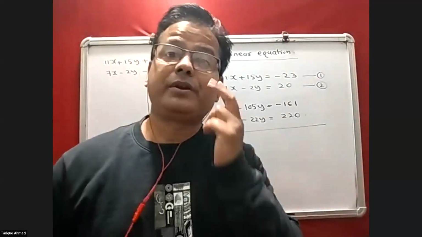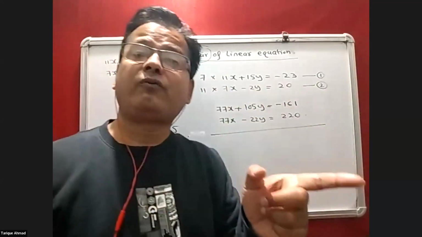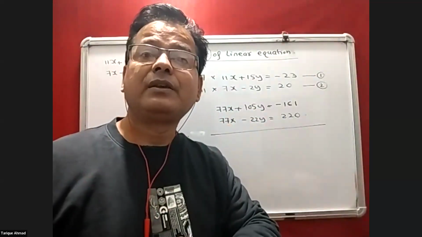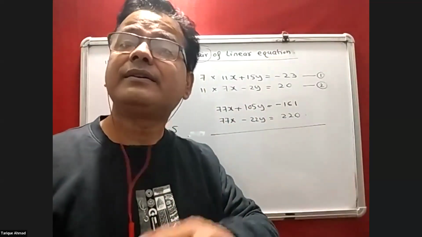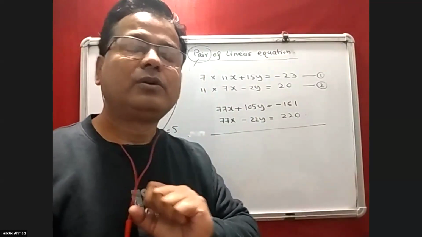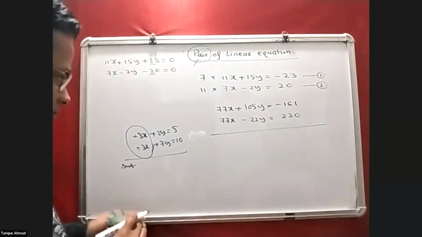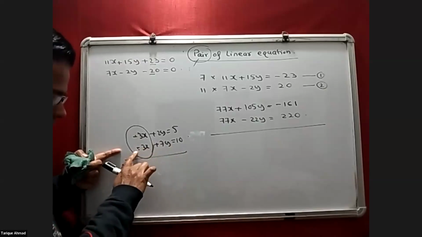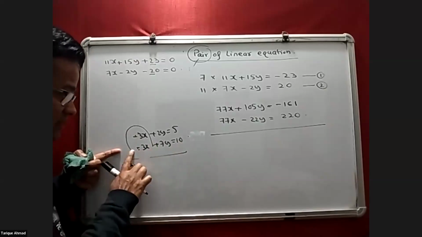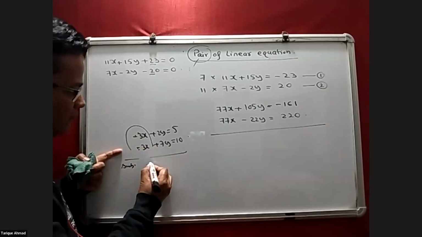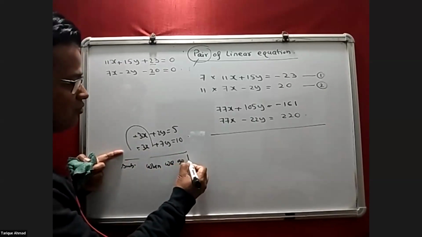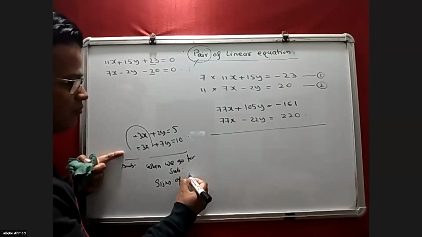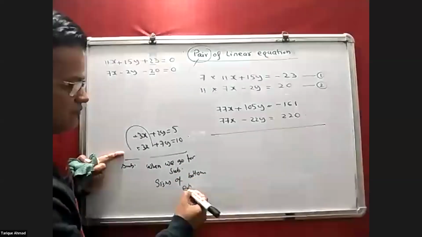Now the second important point. This was the first one: when signs are different, we have to go for addition. When signs are same, we have to go for subtraction. This is clear. Now, when we go for subtraction, the important point: the sign of the bottom equation changes when we go for subtraction.